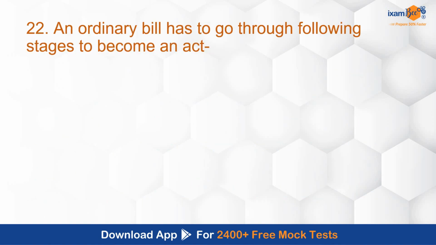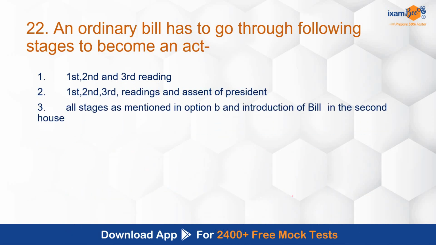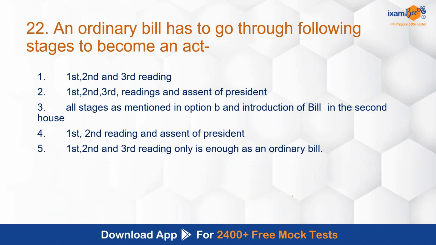Question number 22. An ordinary bill has to go through following stages to become an act. First, second, third readings and assent of the President. All stages as mentioned in option B. An introduction of bill in the second house. First, second reading and assent of the President. First, second, third reading only is enough as an ordinary bill.